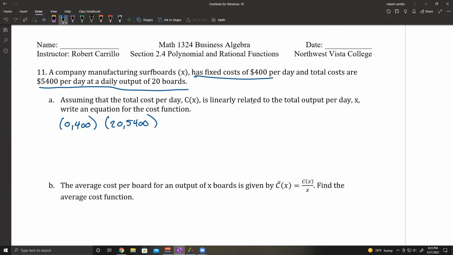And what can I find between 2 points? Slope. There's x1, y1, x2, y2. My slope is going to be y2, which is 5,400, minus y1, which is 400, over x2 minus x1. This will give us 5,000 over 20. And I think that gives me 250.